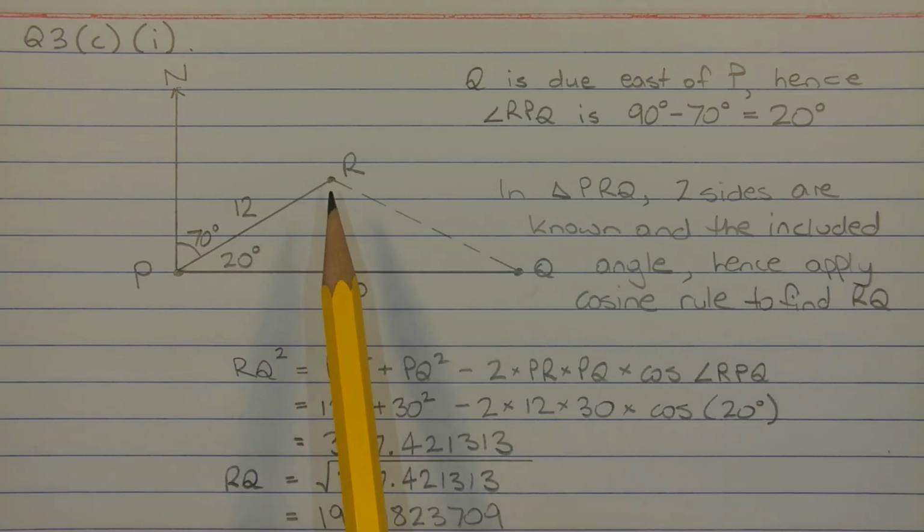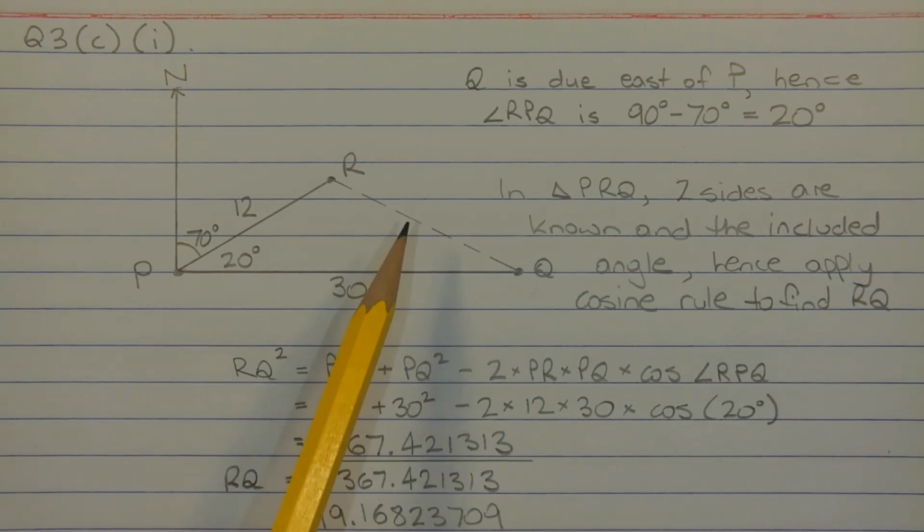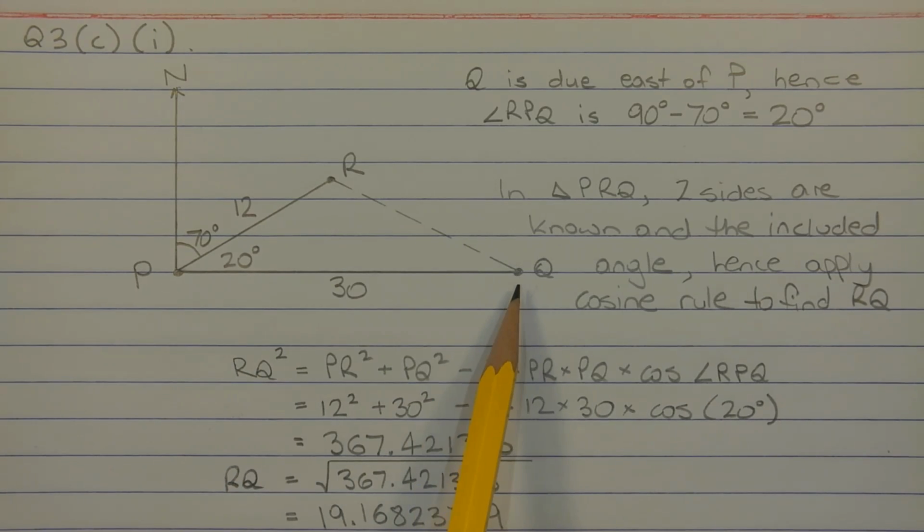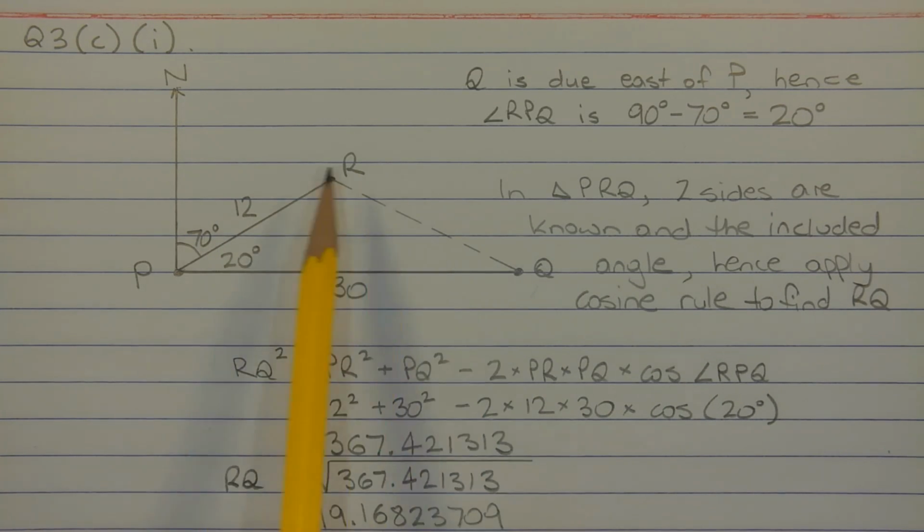Now I've completed triangle PRQ by joining point R to point Q using a dashed line. So in triangle PRQ, we have two known sides and an included angle. Hence apply the cosine rule to find the distance RQ. So using the cosine rule, RQ squared is equal to PR squared plus PQ squared minus 2 times PR times PQ times cos of angle RPQ.